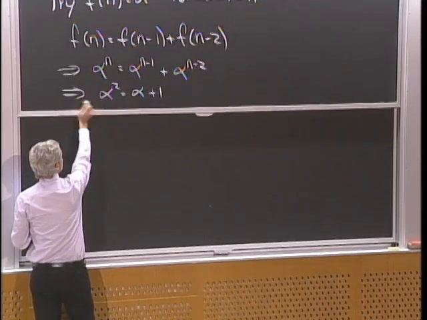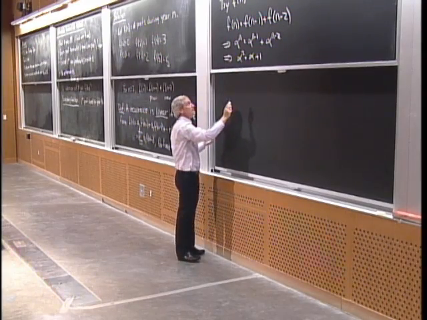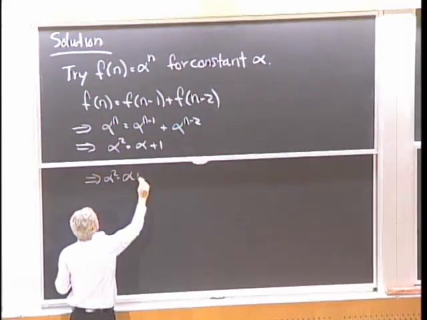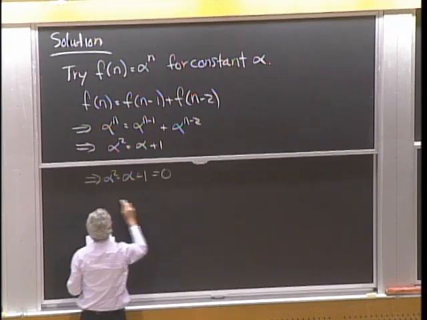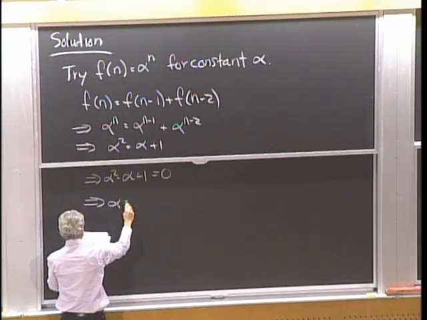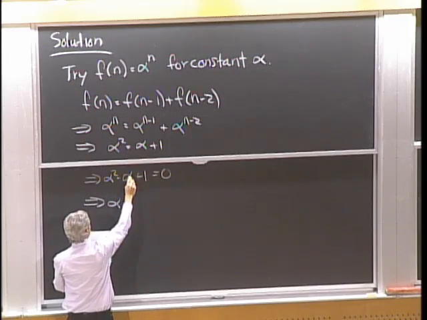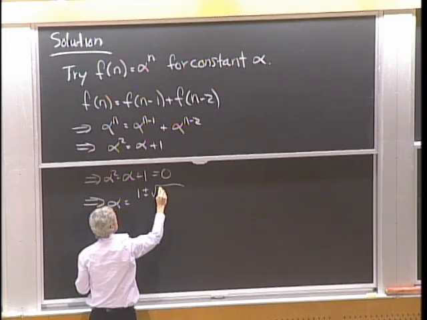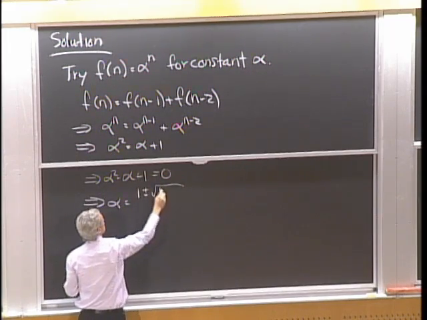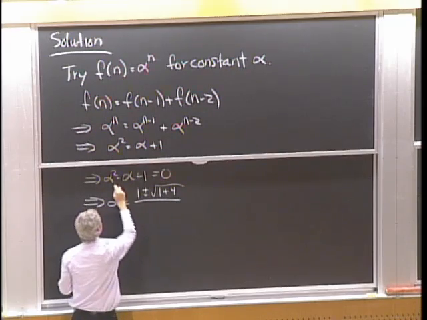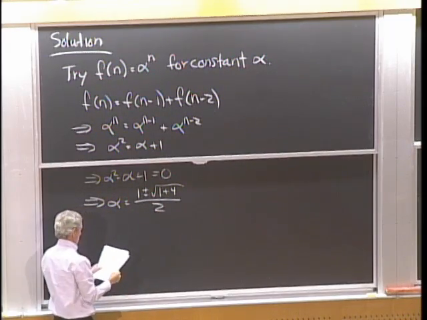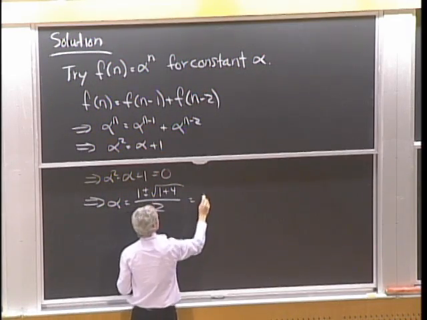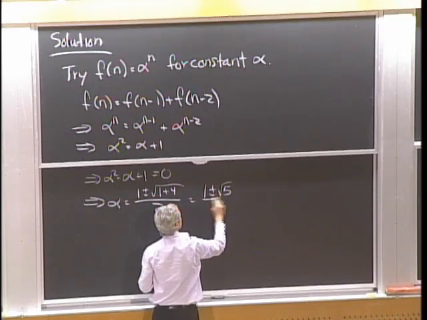And now I can use the quadratic formula to solve for alpha. All right, that means that alpha squared minus alpha minus 1 equals 0, which means that alpha equals minus of minus 1, which is 1, plus or minus the square root of minus 1 squared, which is 1, minus 4ac, plus 4, over 2. Okay, so there's two possible solutions here. This is 1 plus or minus the square root of 5 over 2.